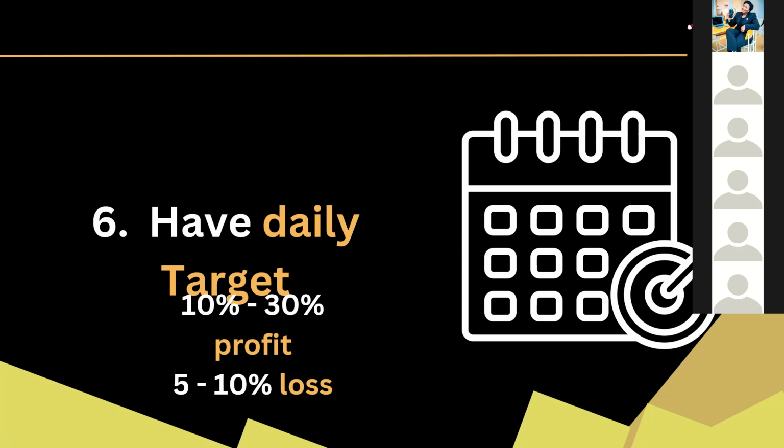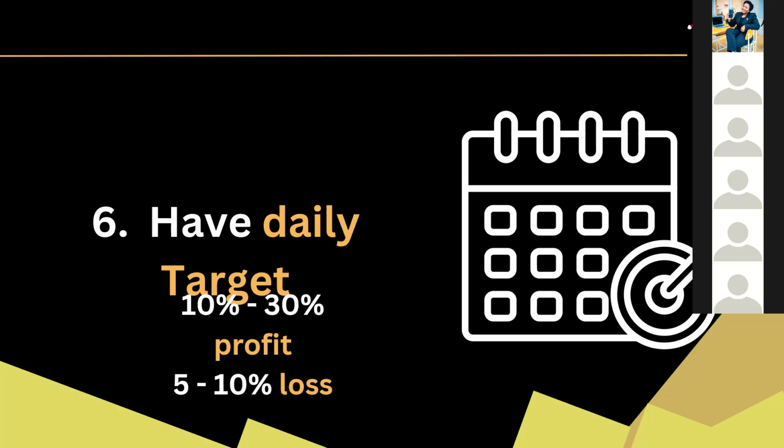I'm sorry. So now if you have $100, it means you should be making $10 to $30 per day, which is 10 to 30%. And if you have $100, you should be risking $5 to $10 per day. This will increase your success rates.